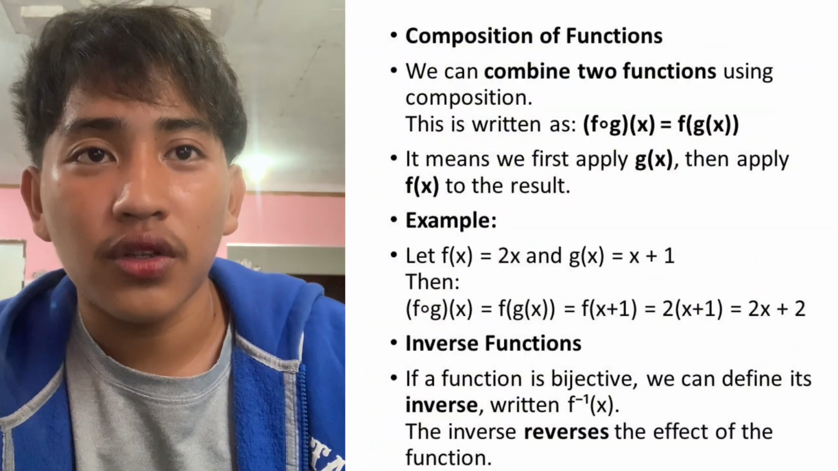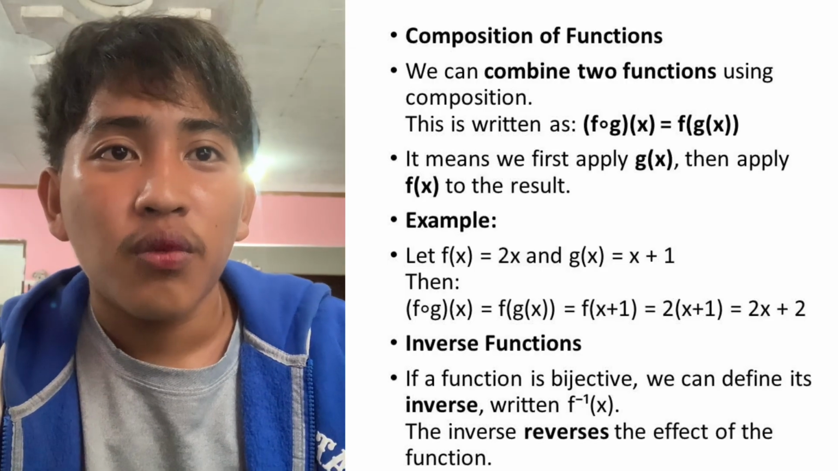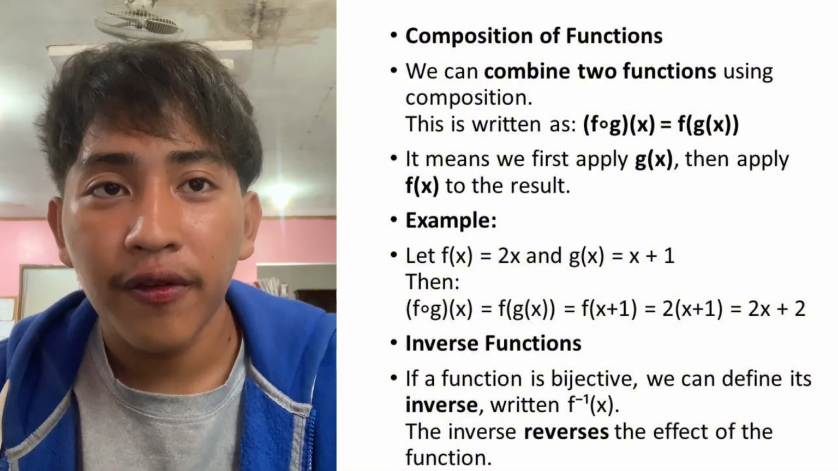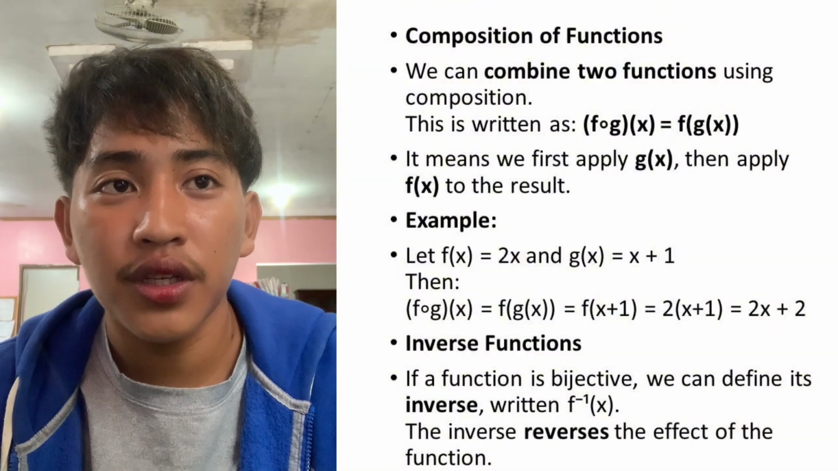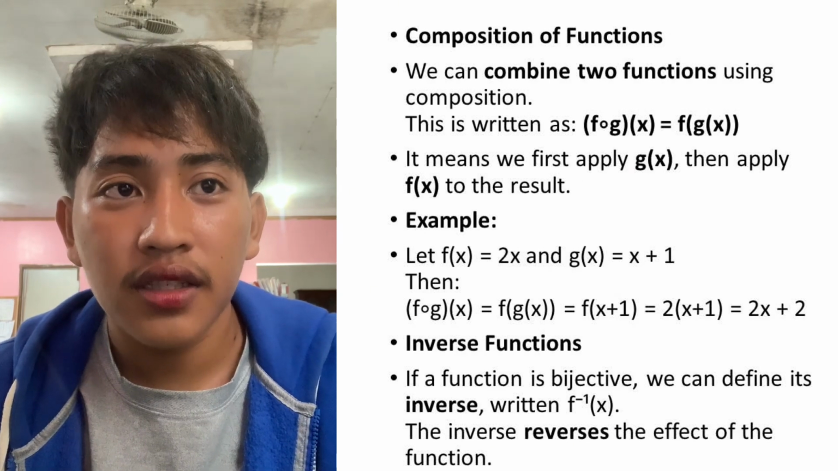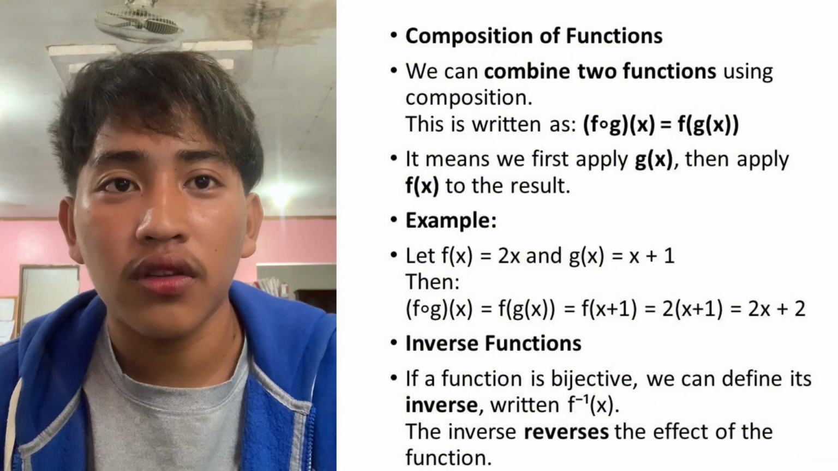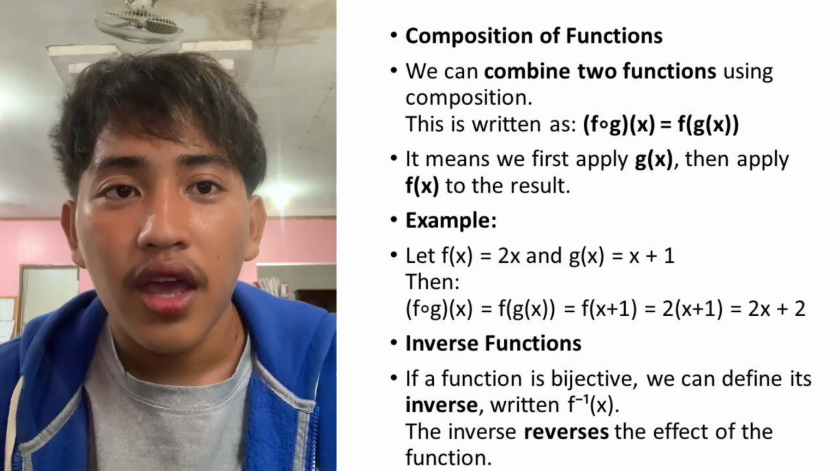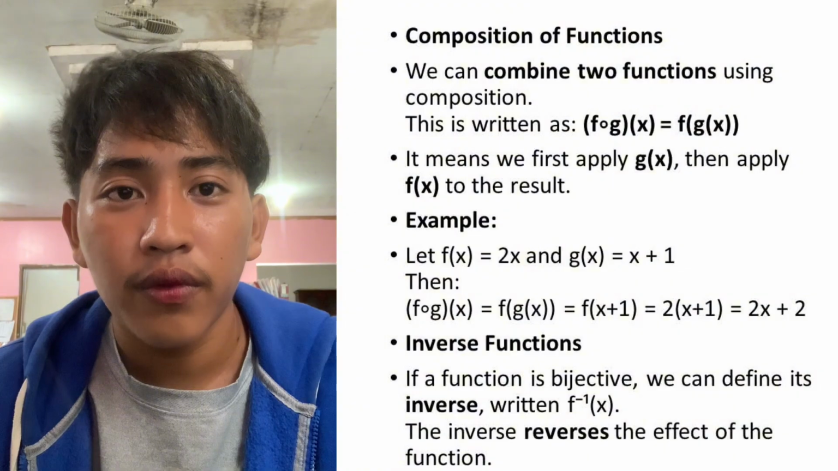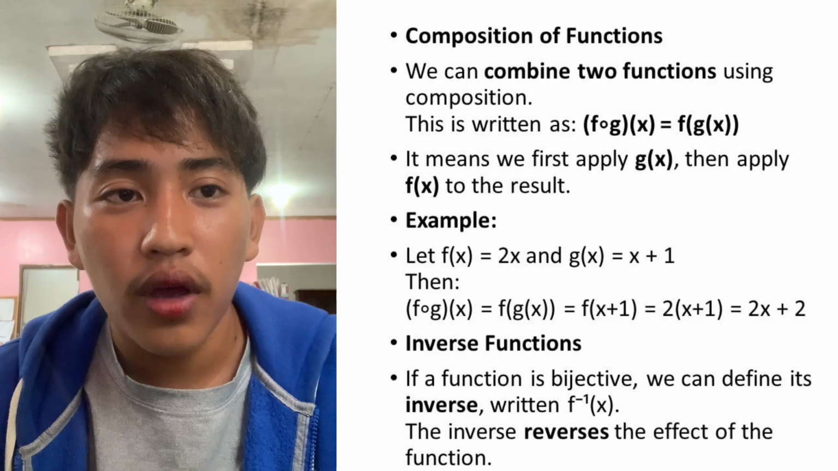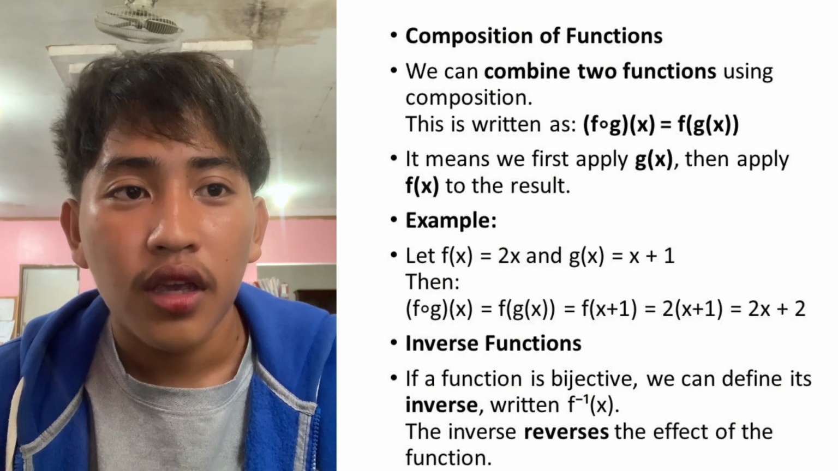Composition of functions. We can combine two functions using composition. This is written as (f∘g)(x) = f(g(x)). It means we first apply g(x), then apply f to the result. Example, let f(x) = 2x and g(x) = x + 1. Then (f∘g)(x) = f(g(x)) = f(x + 1) = 2(x + 1) = 2x + 2.